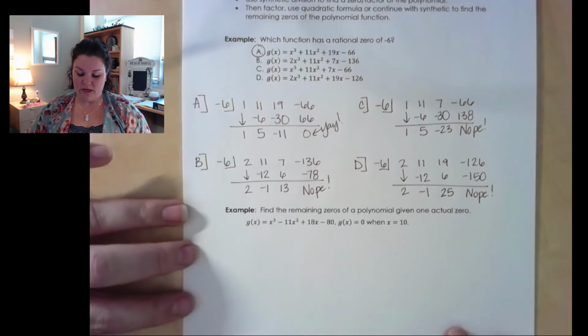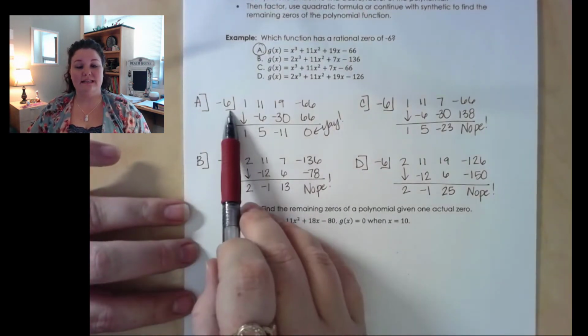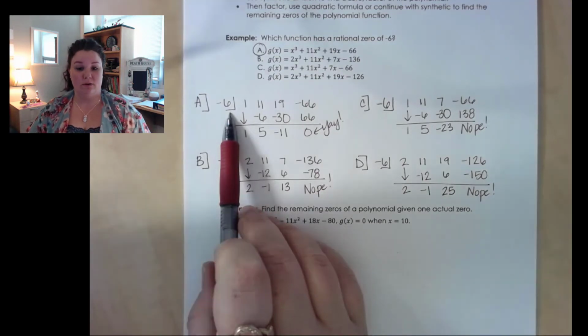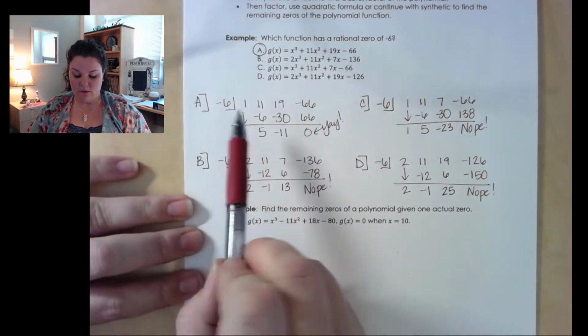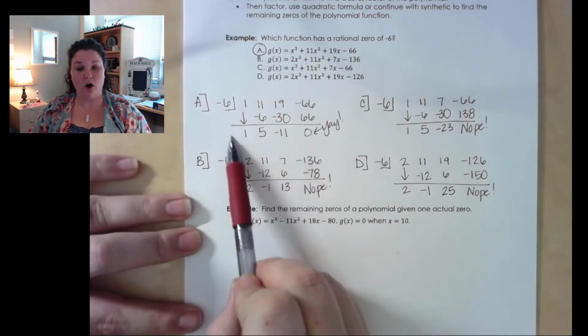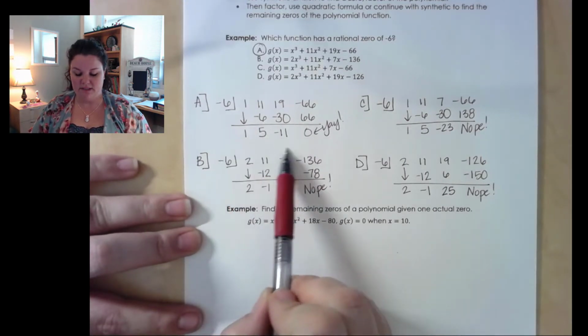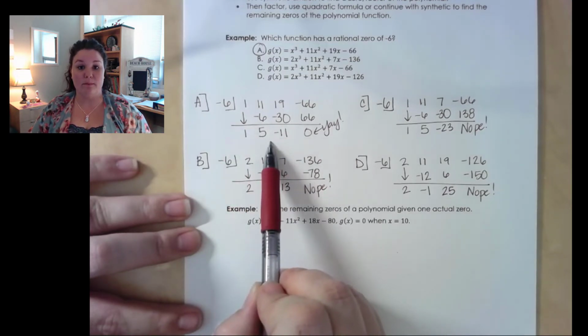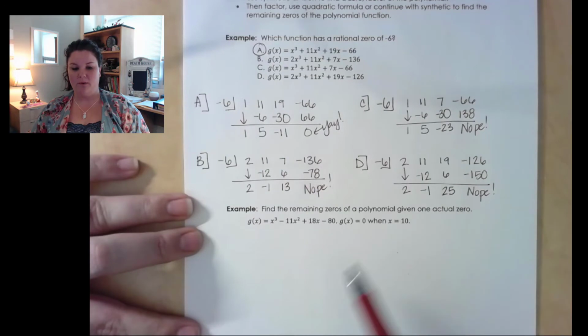Okay, now that we know that -6 is a zero of this function, we want to figure out what the other zeros are. So now that we know that 6 works, what we're going to look at is taking what's left over here, our quotient from synthetic division, and finding the remaining zeros from it. Okay, so let's look at a problem like that.